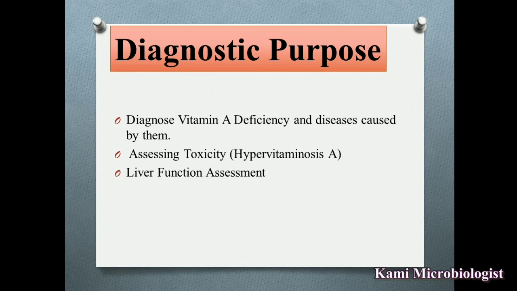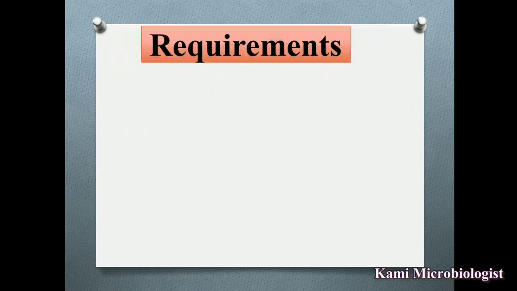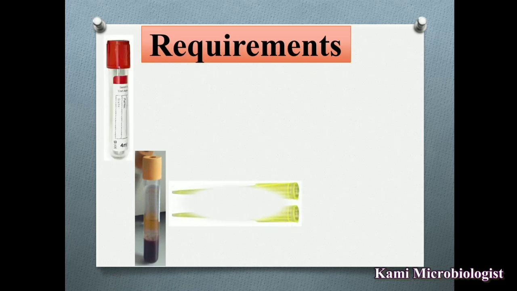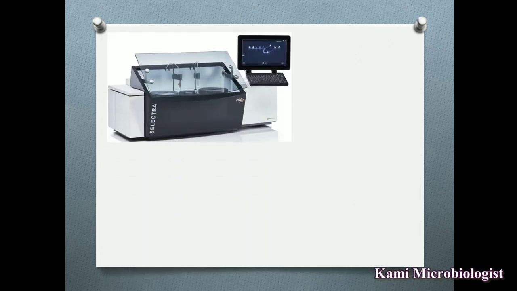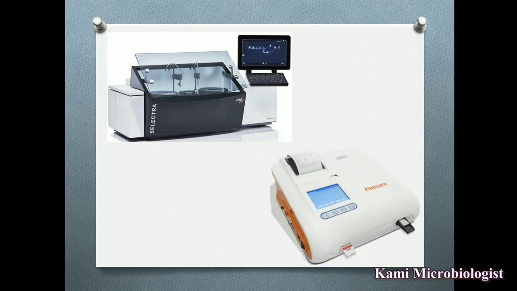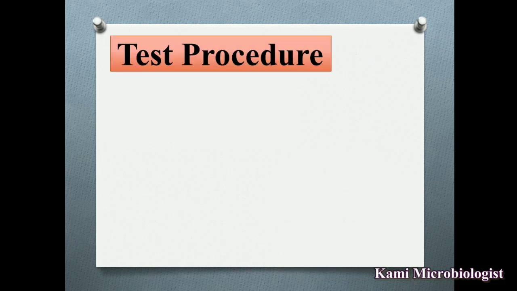Vitamin A can also be used to check the liver function assessment. It can also be used to monitor the treatment efficacy. Now let's see the requirements. For the vitamin A test, we need blood in a gel tube or red top, we need blue and yellow tips, and a centrifuge machine. We need an advanced fully automated machine or a semi-automated machine like we have Find Care.